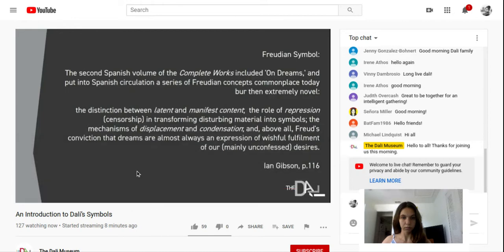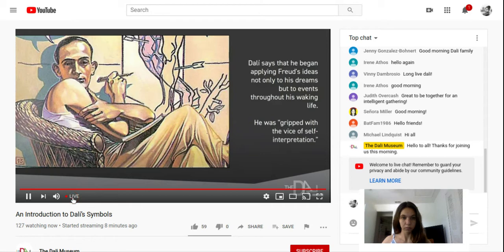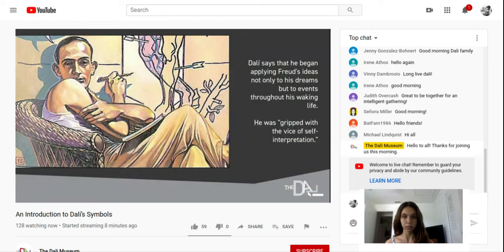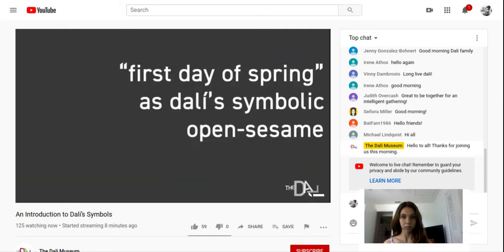So, for example, this explained the distinction between latent and manifest content. He had read Freud's book. He was gripped with what he called the vice of self-interpretation, that he became obsessed by not just interpreting his dreams, but chance encounters through the day, unusual slips of the tongue, and seeing all of this as symbolic. So when we come to one of our most important early paintings from Surrealism that's in our collection, The First Days of Spring, you can see that Dalí was really poised to become a symbolic machine. This is like an open sesame to his ideas of symbolism.